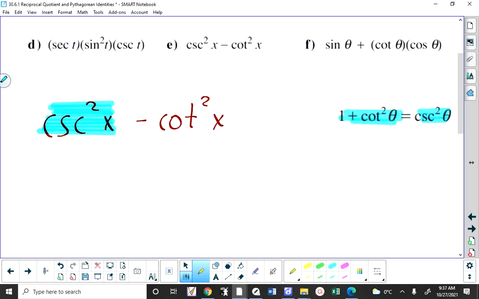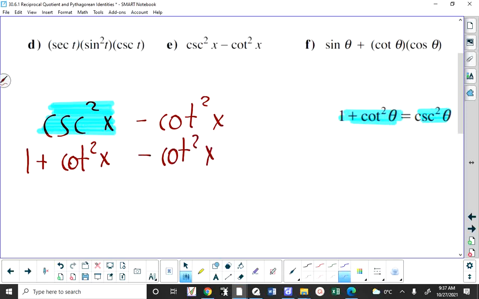And we're back to that, oh man, is it really that simple? Because it really is, if you see it. We can put 1 plus cotangent squared of x, minus cotangent squared of x, and cotangent squared of x minus cotangent squared of x is 0, so we're left with 1.